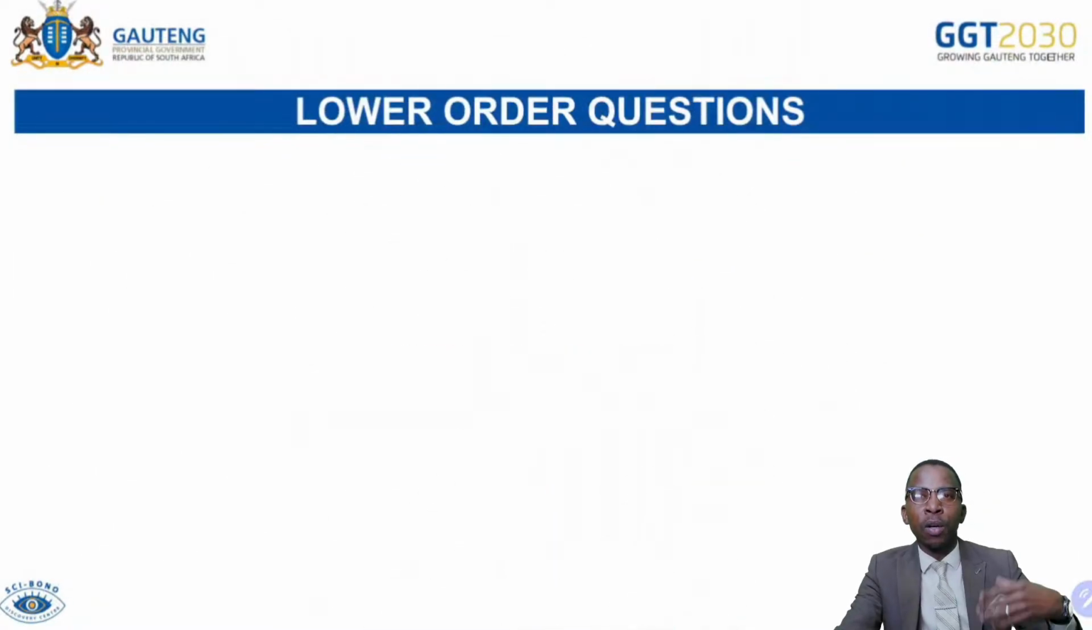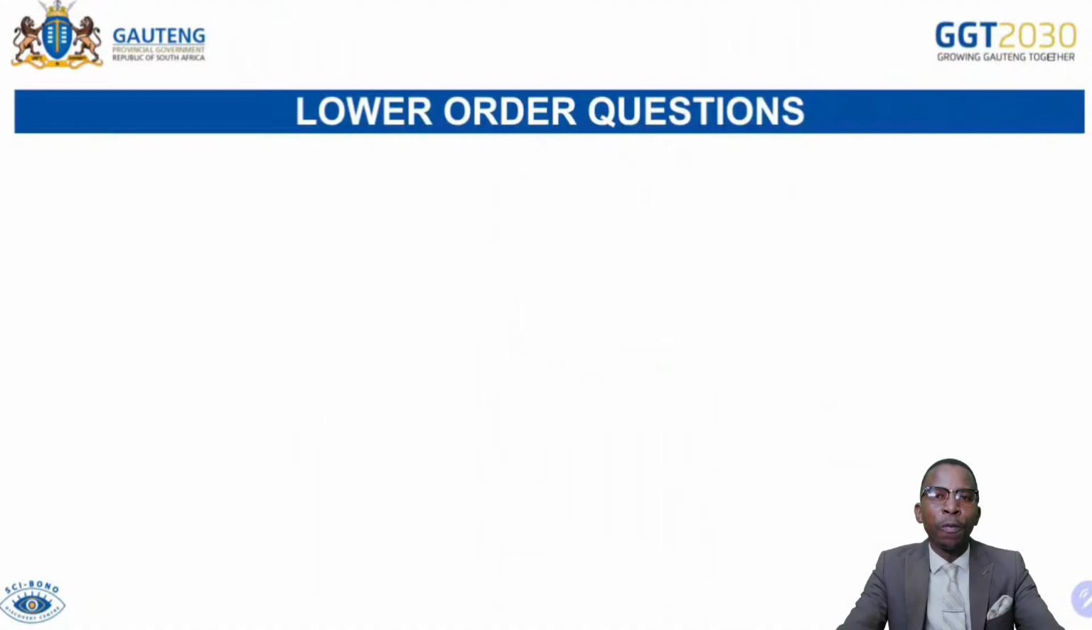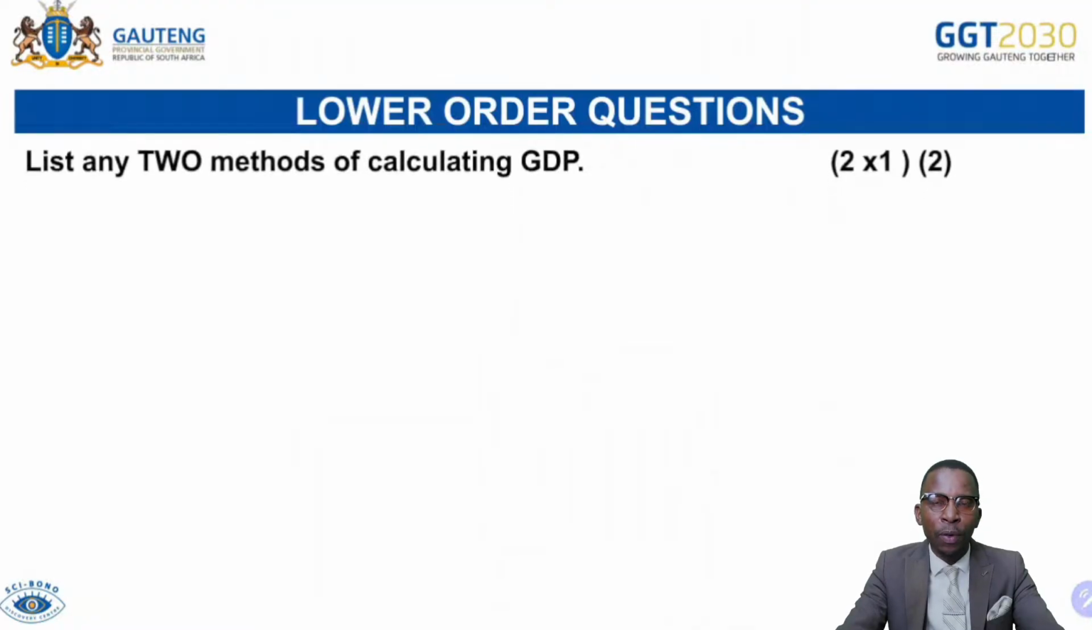Then I think there's a lot in there: flow of goods and services, flow of factors of production, and then also we talk about the importation of goods, which is also part of goods, and also the exportation. They all take the part of what? Of the real flow. List any two methods of calculating GDP.